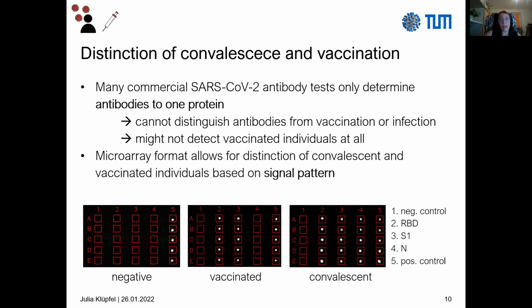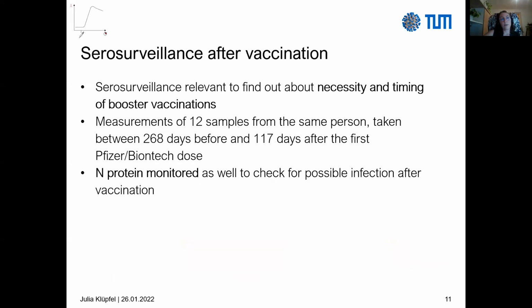So this can also be very helpful if one wants to detect vaccination breakthrough infections, because these might go unnoticed. And if we do these measurements after vaccination, and if we do them regularly, we can maybe detect these infections and get more information about that. And if we go a bit further on that, we can also do serosurveillance after vaccination. So this is relevant to find out about the necessity and the timing of booster vaccinations, because now we are already talking about the next booster vaccination, vaccination number 4.